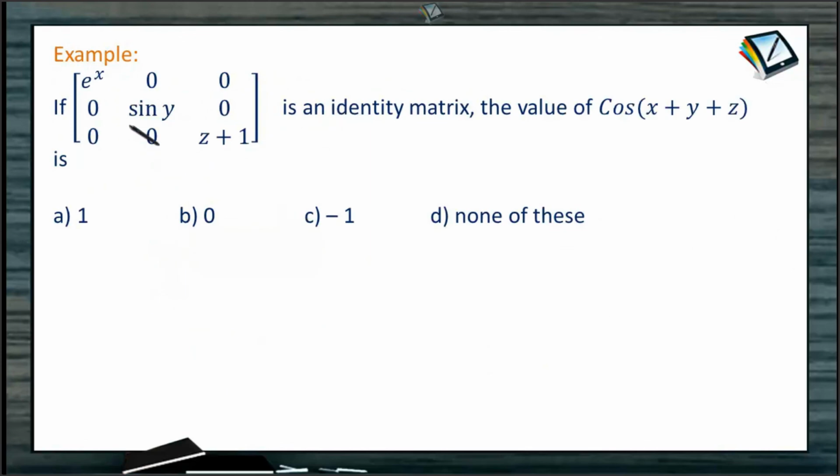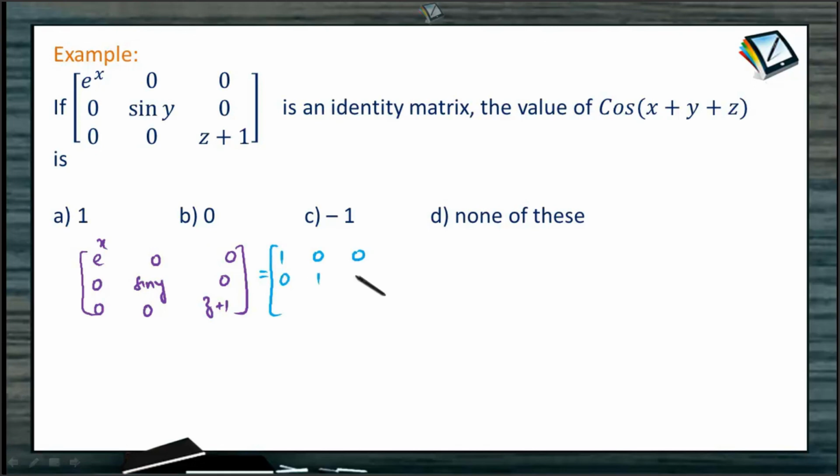Now here a matrix is given, e to the power x 0 0, 0 sin y 0, 0 0 z plus 1. And it is given to be an identity matrix. Now when do we say this is an identity matrix? This matrix must be an identity matrix. So how does an identity matrix of 3 by 3 look? Yes, it will be in the form 1 0 0, 0 1 0, 0 0 1.